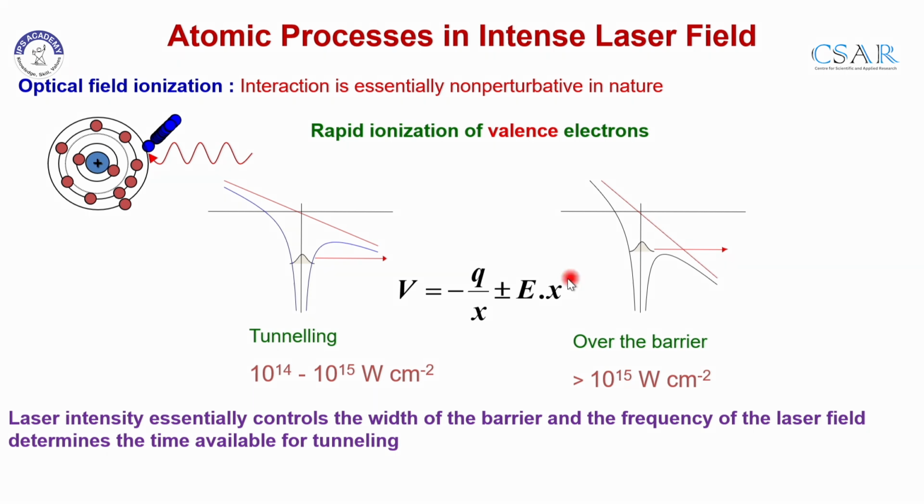And again, when the intensities become in excess of 10^15 watt per centimeter square, the barrier gets suppressed, and the electron can simply come out over the barrier, which is called over-the-barrier ionization. So essentially, optical field ionization is the reason for the initial ionization of the atom placed under such a field. And for the tunneling, it is the laser intensity which essentially controls the width of the barrier, and that is the inclination, as well as the frequency of the laser field. This is the time available for the tunneling.